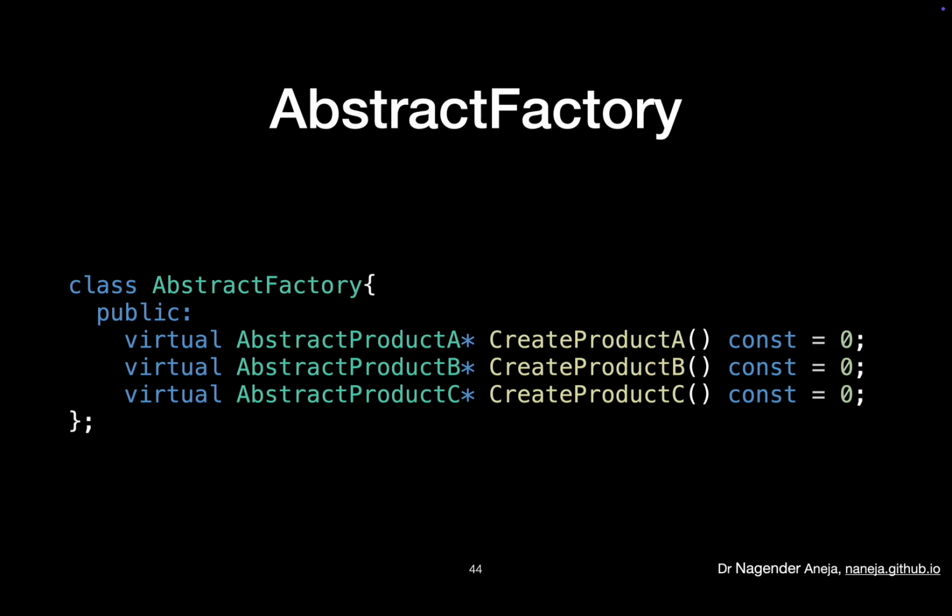Earlier in factory method, we had only one product. Create ship, create transport, and then create truck or create ship. Like so, create product A, create product B, and create product C.